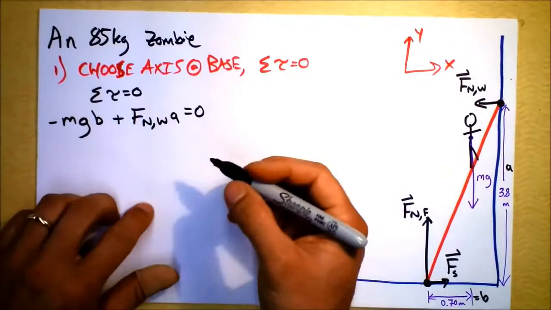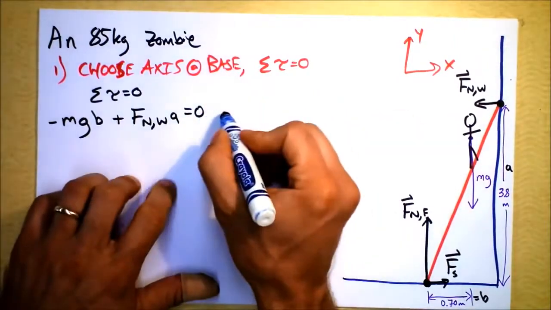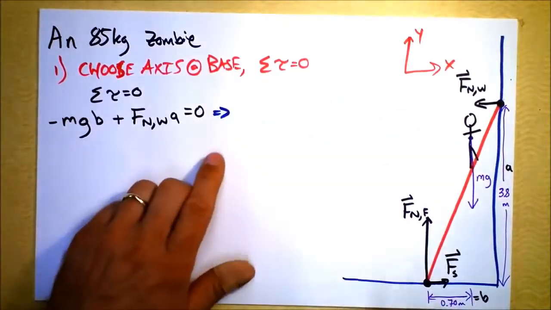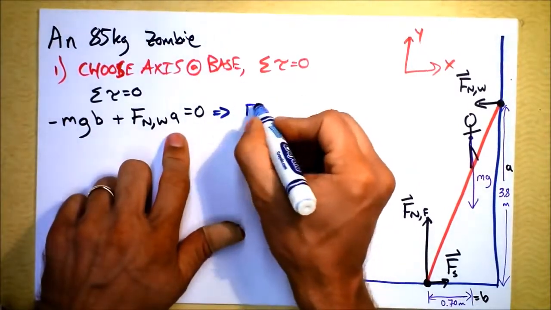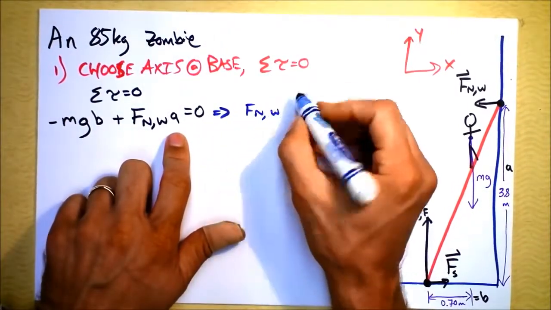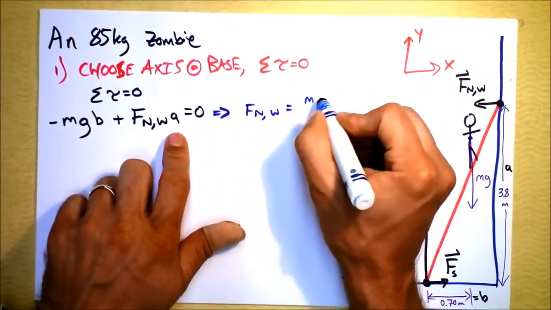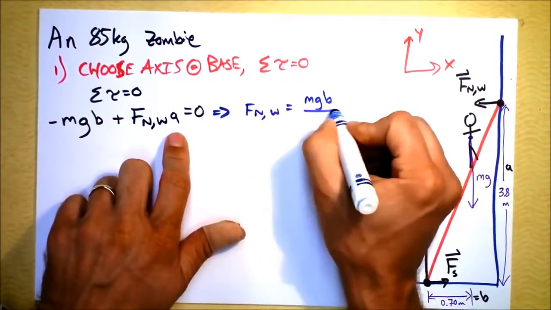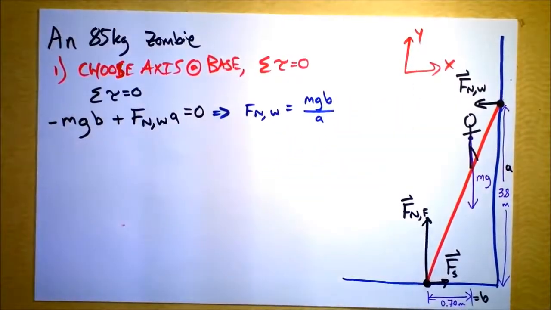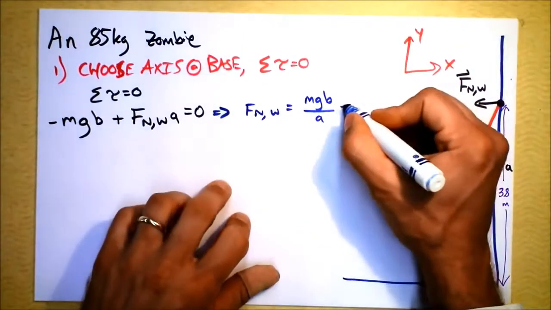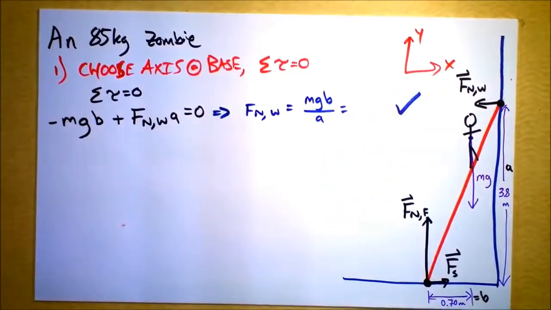This is a trivial equation to solve, so we'll put a little implies symbol right there, and we can write that the normal force from the wall is mgb divided by A. Cool, cool. So we can declare that done, and you guys can get some numbers for that, but I'm not interested in that kind of level of detail.